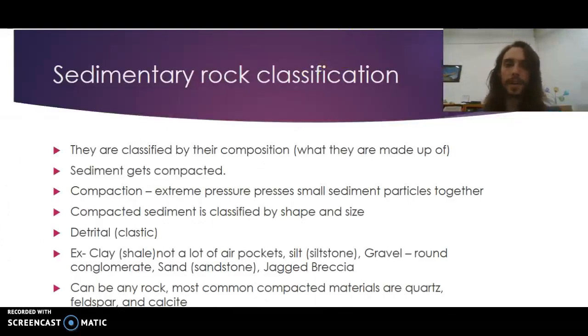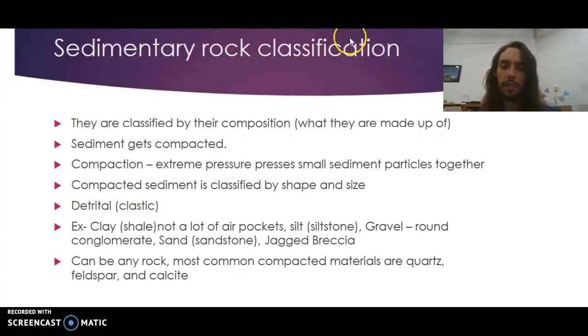So how do we classify sedimentary rocks? It can probably seem a little confusing. Well, they're classified by their composition, and remember, that's what they're made up of. So sediment gets compacted, we know that. Compaction is just that extreme pressure that presses small sediment particles together. Just imagine I've got a bunch of clay in my hand and I do this. It's going to compact and create one piece of clay. Compacted sediment is going to be classified by its size and its shape.